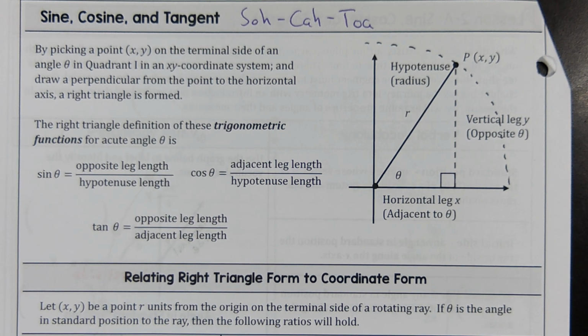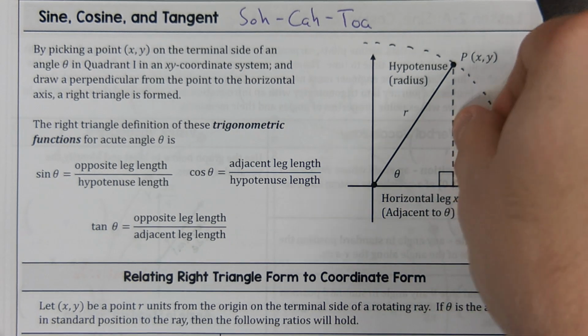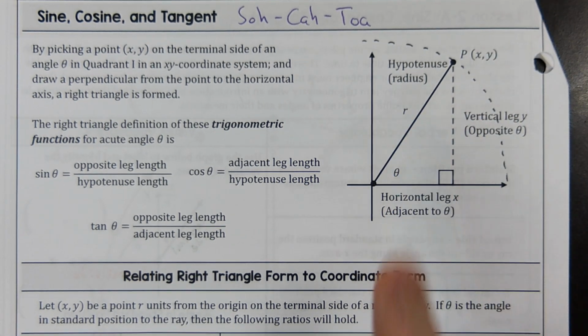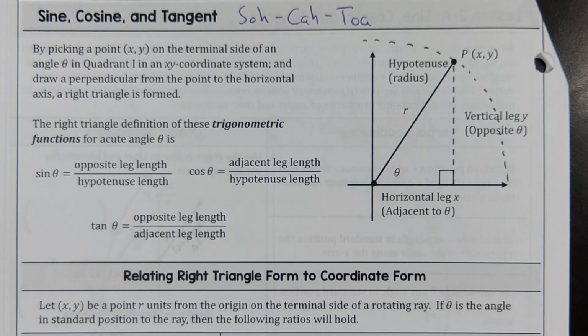You know what this allows us to do? If this length is x, and this length is y, and this length is r, it allows us the ability to use x, y, and r instead of adjacent, opposite, and hypotenuse. But Mr. M, I like SOHCAHTOA. I got bad news for you. It doesn't always work. You know what always works, though, is using x, y, and r.